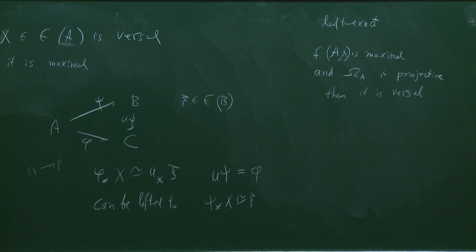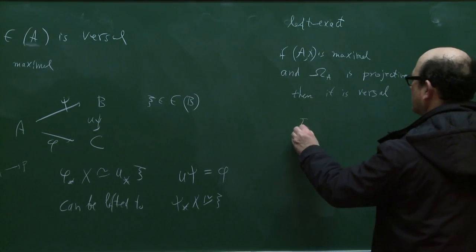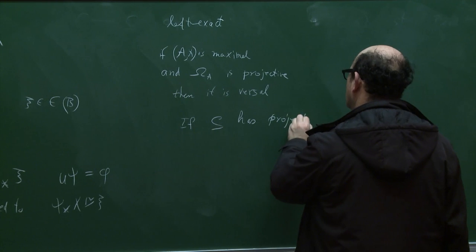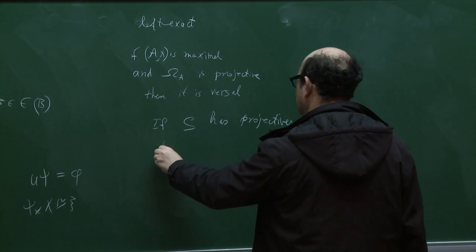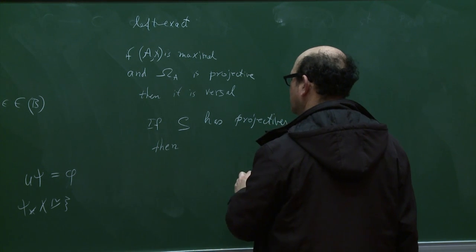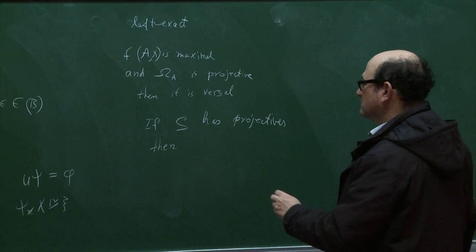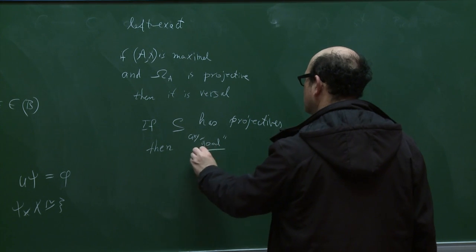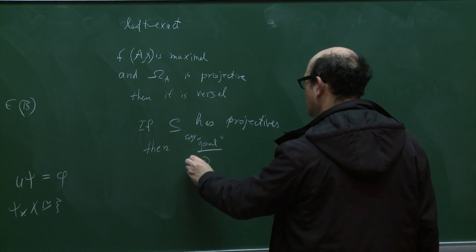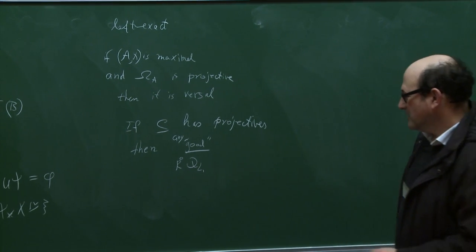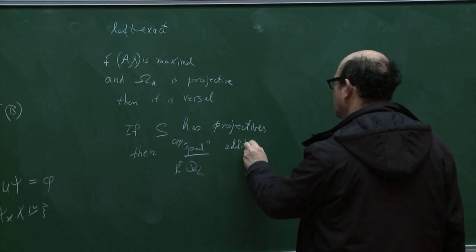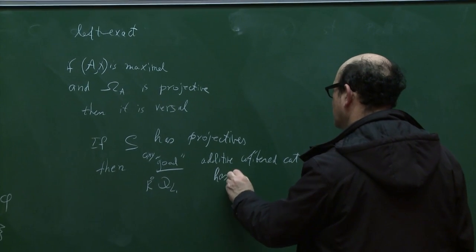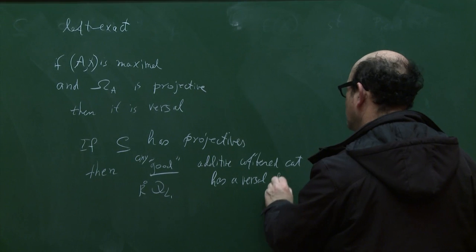So in particular, if C has enough projectives, then any good additive cofibered category has a versal object, where good means of the form R0Q of a complex.